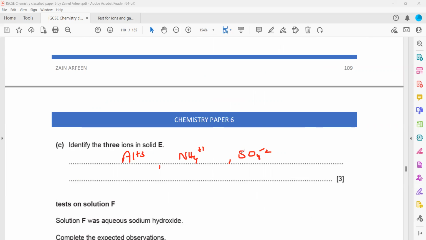Sir, can we write it with words or only symbols? You can write both ways. You can write that the solution contains aluminium ion, ammonium ion, and sulfate ion, or you can just write the formula for the ions. That is also fine. You will score the mark for both.